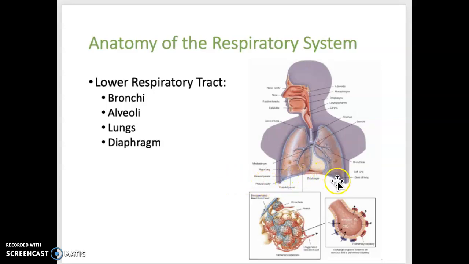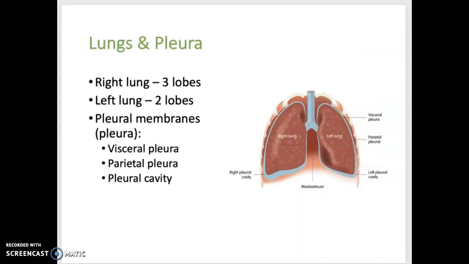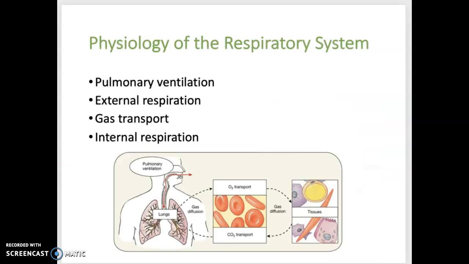Underneath the lungs is the diaphragm. This is a muscle that is located at the bottom of the thoracic cavity. And when it contracts and relaxes, it causes inhalation and exhalation. So some terminology here. Pulmonary ventilation is simply breathing. So it involves inhalation followed by exhalation.